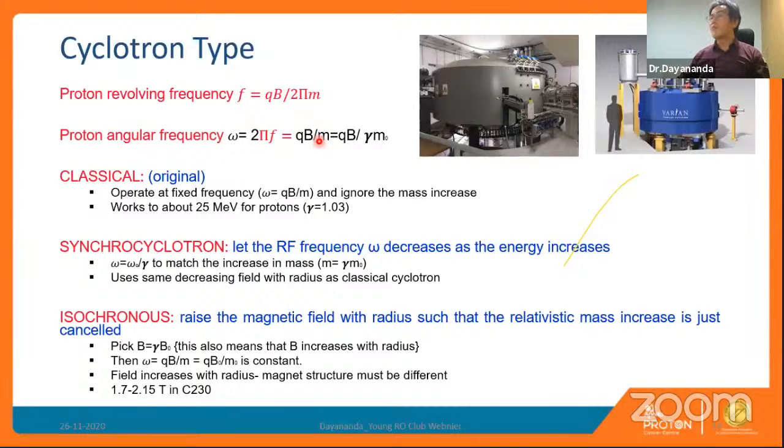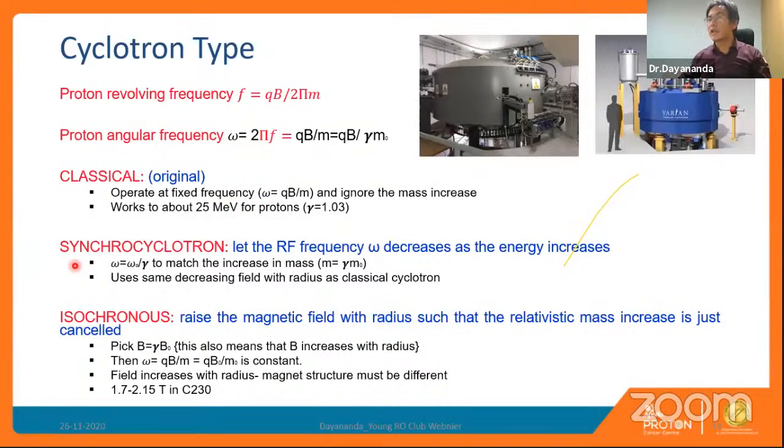For low energy protons, up to 25 MeV, we consider that the increase in the mass is almost constant, approximately 1.03. This kind of cyclotron, which works by considering the mass to remain constant, is called the original or the classical cyclotron. This is the one used mostly in radiopharmaceutical production.